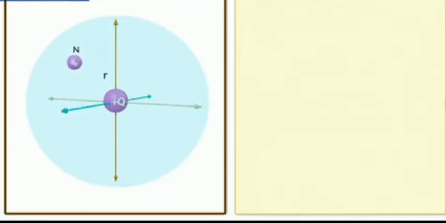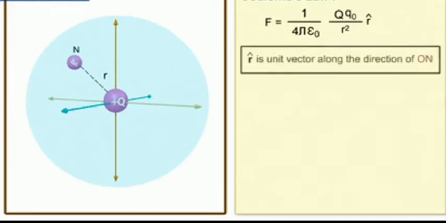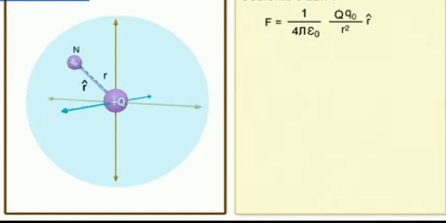We can use Coulomb's law for calculating the force on q0 due to q. The electrostatic force on q0 due to charge q is F is equal to 1 by 4 pi epsilon naught q q0 by r square into r cap, where r cap is the unit vector along the direction of ON. Let us label it as equation 1.